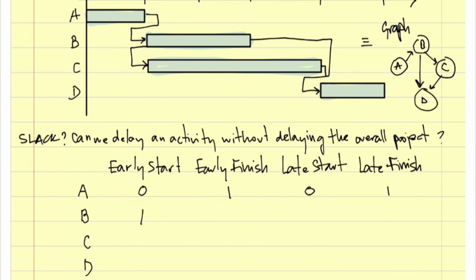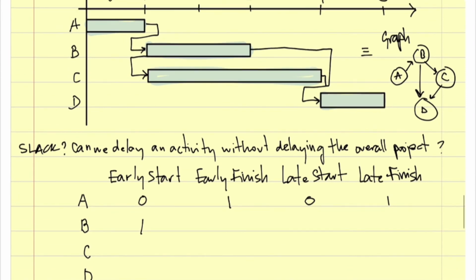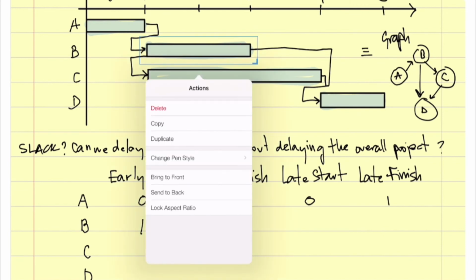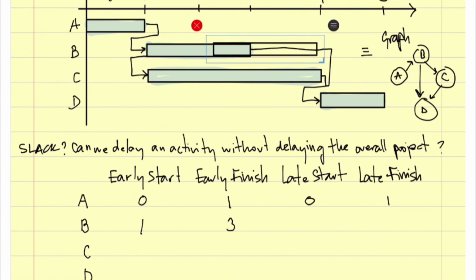Week 1, very good. So what is the early finish? It is week 1 plus 2 weeks, because it's a duration of 2 weeks. Okay, so 3. Can I delay B without delaying the overall project? Yes, very good. For how long? 1 week, very good. So now let's say I could theoretically start here.